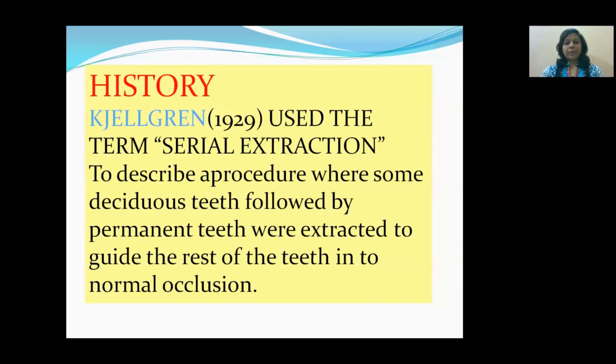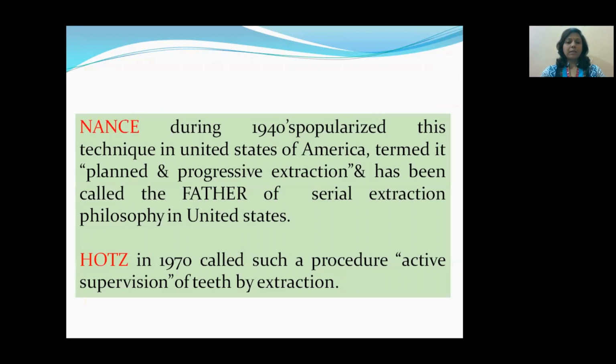Coming to the history of serial extraction, it was Kjellgren who used the term serial extraction. He described it as a procedure where some deciduous teeth followed by permanent teeth were extracted to guide the rest of the teeth into a normal occlusion. Whereas Nance, during the 1940s, popularized this technique in the United States of America and termed it planned and progressive extraction, and has been called the father of serial extraction philosophy in the US. Hotz in 1970 called these procedures an active supervision of teeth by extraction.